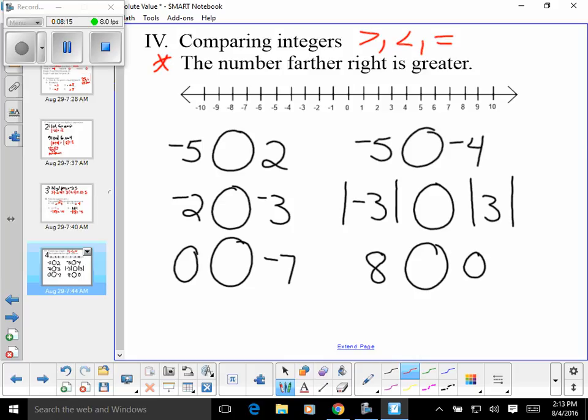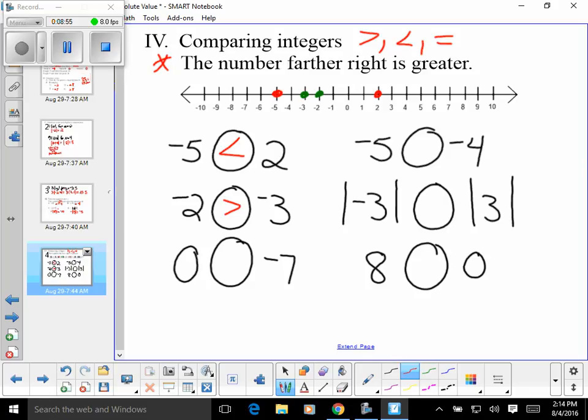Let's look at our first example, negative 5 and 2. I'm going to draw a dot at negative 5 and another dot at 2. Now it becomes very apparent that the 2 is farther to the right. Therefore, negative 5 is less than 2. I'm going to switch a color up and use green. Negative 2 compared to negative 3. They're right next to each other, but that negative 2 is farther to the right. Therefore, it's greater than negative 3.